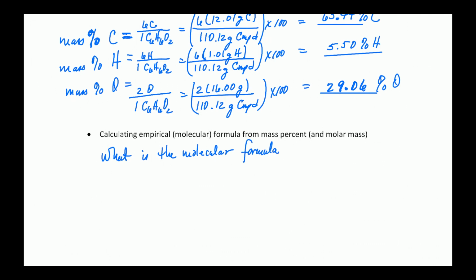Now I'm going to go for molecular formula. I'm doing the harder version of the problem, and I'll show you where you would stop for the easier version shortly. Of a compound with a molar mass equal to 110.12 grams per mole. So I'm going to use the same example. I'm just going to show you how it works backwards.